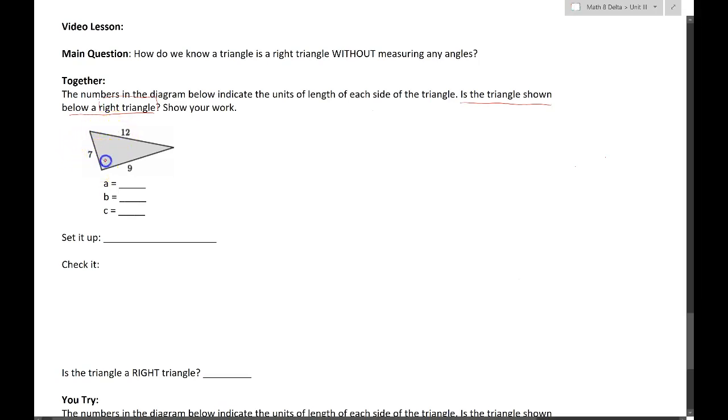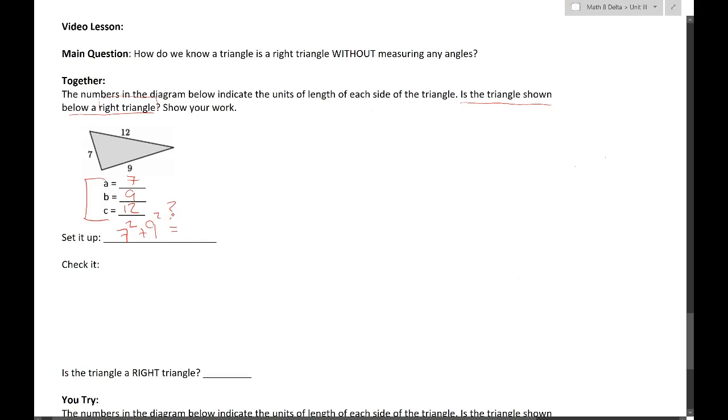I know that my hypotenuse is always my longest side, and the hypotenuse is always c. So I say, well, c is 12. So I'm going to start with that. I also know that the two legs, it doesn't really matter which one is which, so we'll just say 7 and 9. So I filled in my a, b, and c. Now it says set it up. All right, let's set this up. So I say 7 squared plus 9 squared equals question mark.